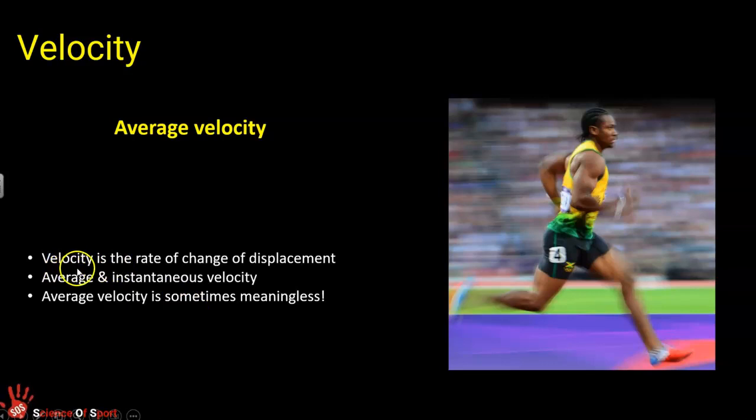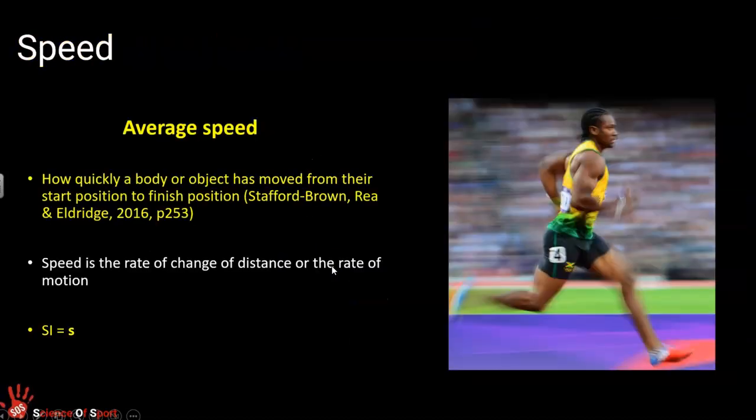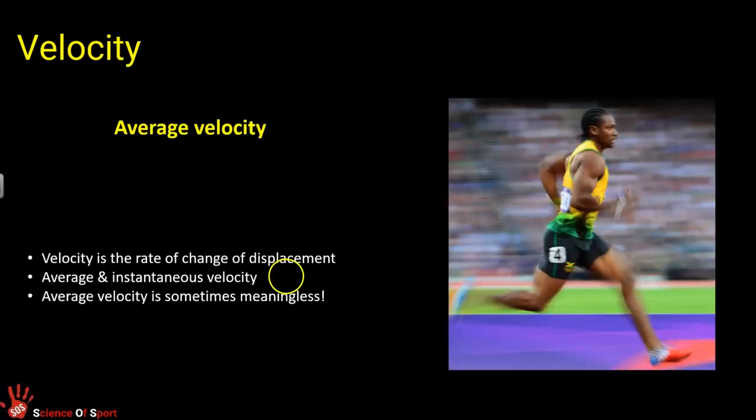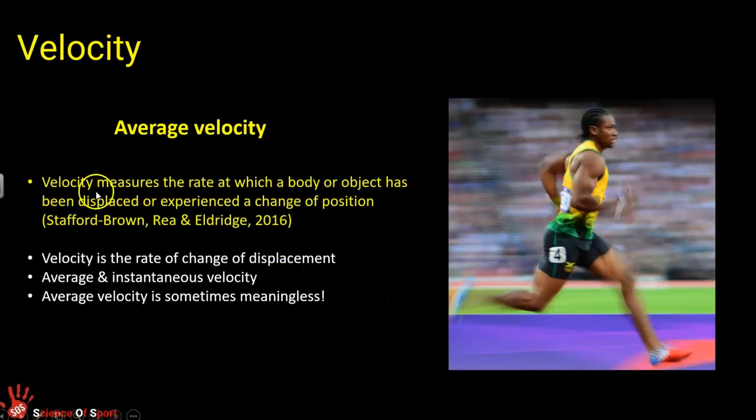So by definition, velocity is the rate of change of displacement. Notice that speed, let me just go back to speed. Speed uses distance over time, and velocity uses displacement over time. So velocity measures the rate at which a body or object has been displaced or experienced a change in position. You can see the language is the same. Again, this is the yellow textbook definition, a good source. Either of those books will have a good definition for you.